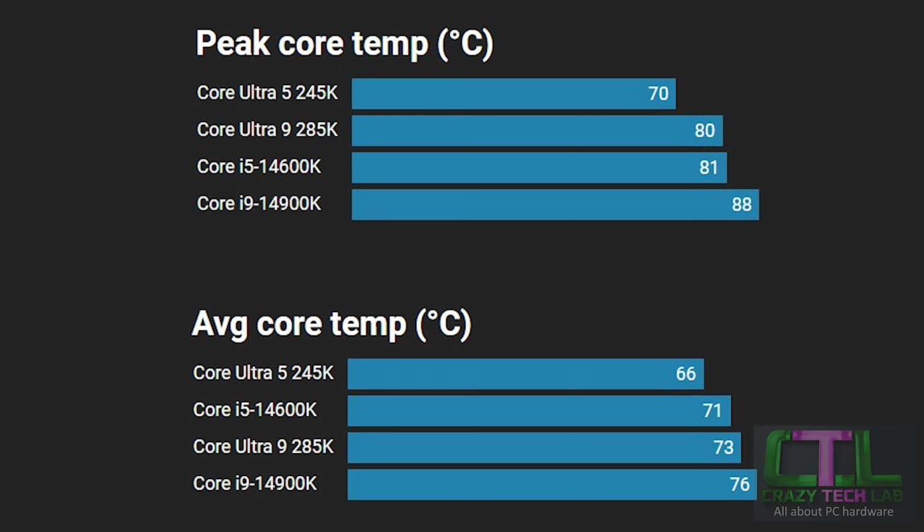So there might be some other data out there from other people, but even the average core temperature across all of the cores, even though those E-cores seem to be sitting at much higher temperatures, was a lot lower. So overall, whether you're looking at the average core temperature or the peak core temperature, Core Ultra is definitely a lot cooler.